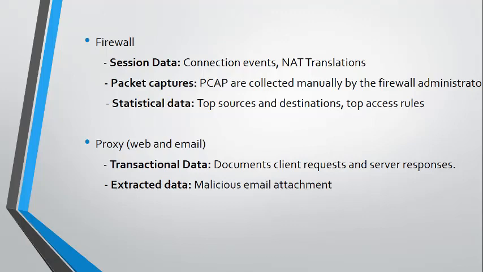The firewall will give you three types of data. Session data will show us the different connection events with NAT translation, packet captures which are collected manually by the firewall administrator, and statistic data with top source and destination and top access rules. The web proxy and email proxy give us two types of data: transactional data with client requests and server responses, and extracted data, which will give us different attachments, like a malicious email attachment.